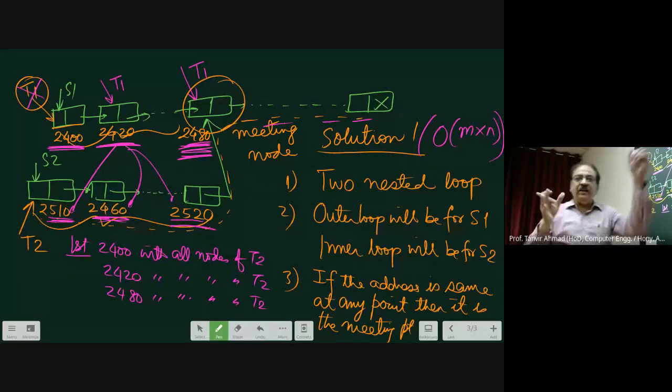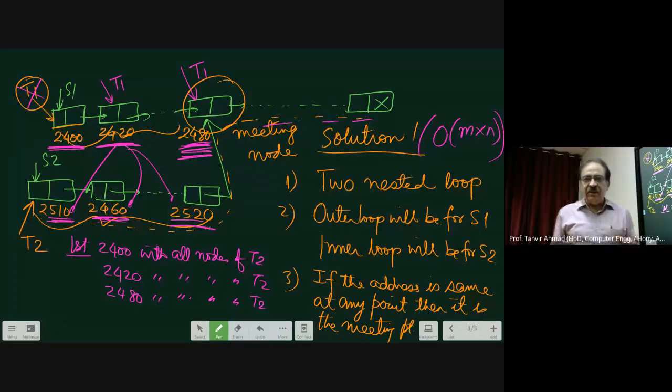Let's take one list that contains m nodes and one that contains n nodes. Therefore, it could be order of m into n. That is order of m square or n square, same. Obviously, not good, but obviously the answer is correct. Now this is one solution. Did you get the solution? It's okay. The solution is there.